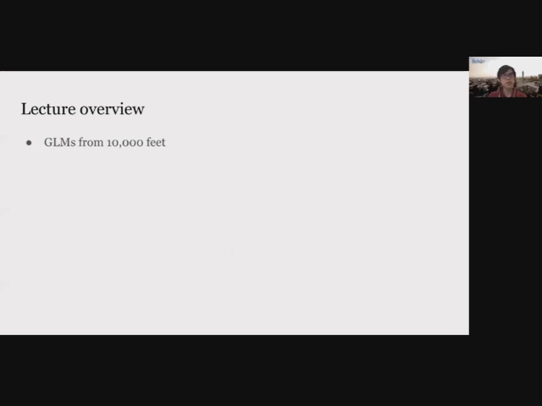Okay, so now let's take a look at our agenda for today. So here's a lecture overview. We're going to start by taking a high-level view of GLMs. GLMs are actually just types of supervised learning models. So I'm going to do a review of supervised learning and try to contextualize GLMs in this sense. And then we're going to compare GLMs versus black box models that you might be familiar with, like neural nets and random forests.